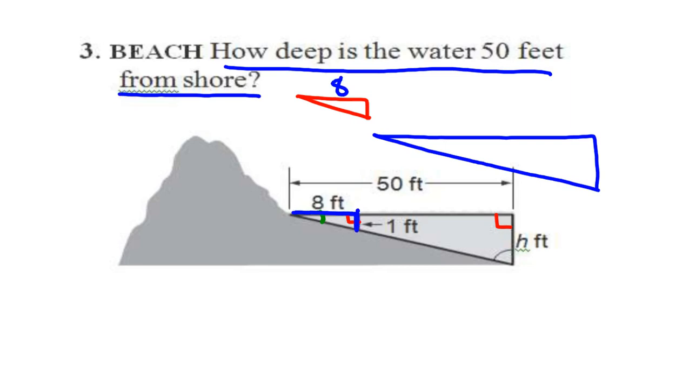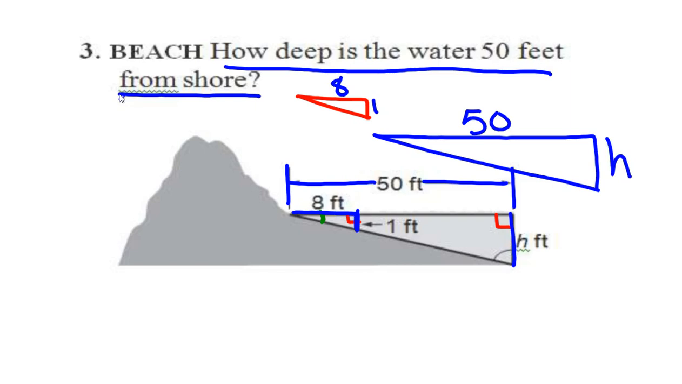And this side here is 1. On the larger triangle, this side is 50 because the arrow is showing that it went from there clear to there. And then this side is the side we don't know. We're calling it H for the height. So we're going to figure out how deep the water is 50 feet out.